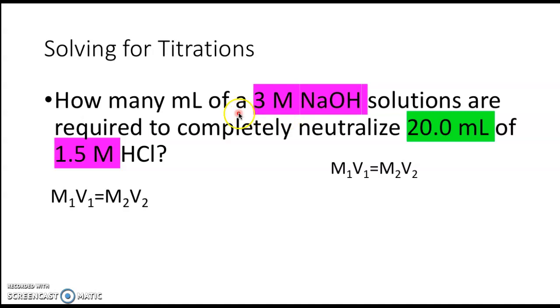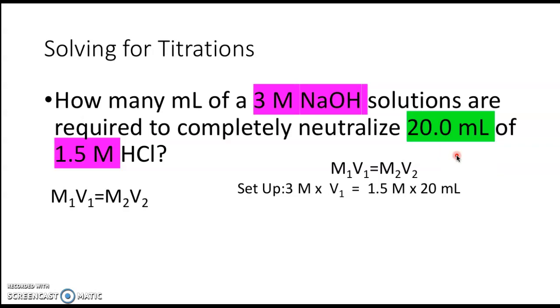And then I know this is the first molarity or concentration given, so I'm going to take note of that. And this is my second concentration given, so I'm going to take note of that. And this is the volume written with the second concentration, so it would be V2. So my setup should look something like this: 3M times V1 equals 1.5M times 20 milliliters. I know that these go together because I always like to say if they're written together, they're for the same side.